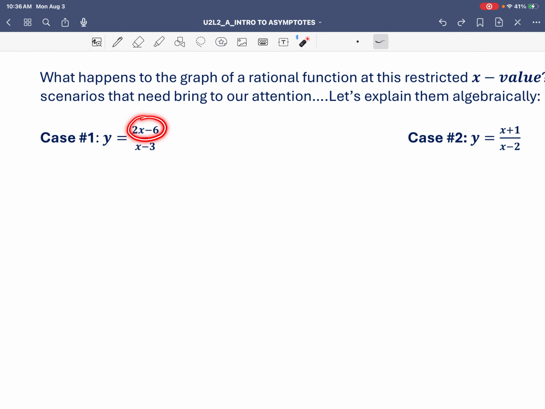factor numerator and denominator. Especially the denominator must always be in factored form. So in our case, the factored form will be 2 times (x minus 3) over (x minus 3). Now, if you remember in grade 11, we said you have to state restrictions before simplifying any terms or any common factors.